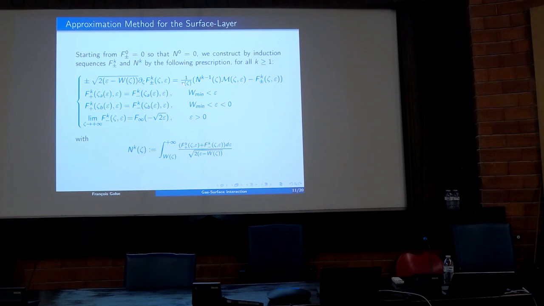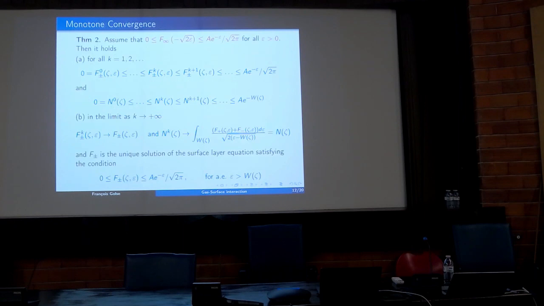You solve for fk in terms of nk minus 1, and then with that, once you have fk, you compute an nk by this formula here, and you iterate this process, okay? So if you do that, you can show uniqueness results for this problem here. So here is an existence result, and at the same time you have the way of constructing the solution.